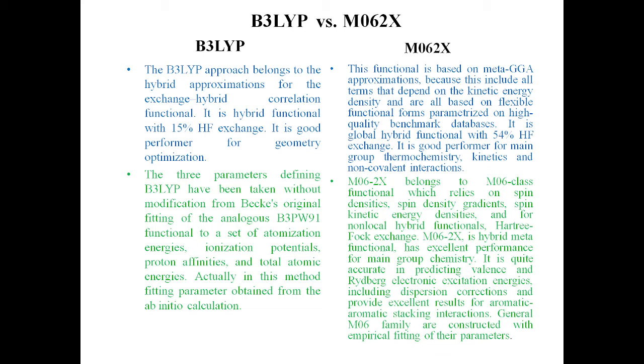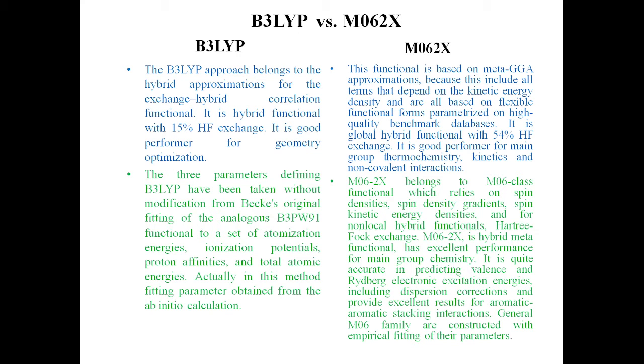non-covalent interaction. The three parameters defining B3 have been taken without modification from Becke's original fitting of the analogous B3PW91 functional to a set of atomization energies, ionization potentials, proton affinities, and total atomic energies. Actually, in this method, the fitting parameters are obtained from ab initio calculation.